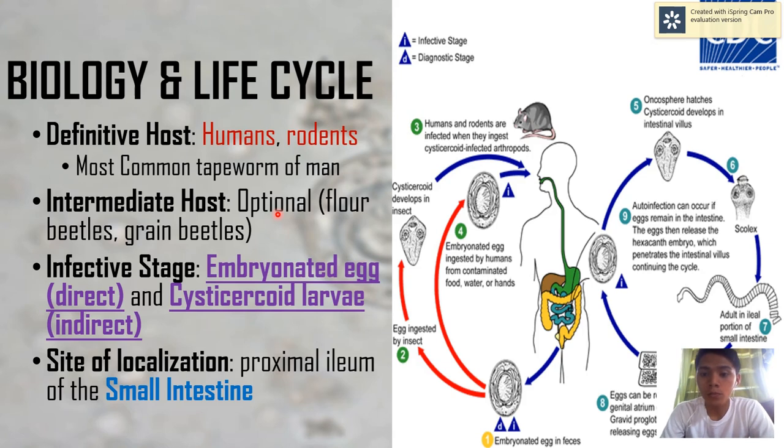Kay tungod, si H. nana egg manggod is infective in 10 days lang. That's why di gyud siya magpili-pili. So naa siya two alternations. It may use the direct cycle or the indirect cycle. So the infective stage for the direct cycle is the embryonated egg or the egg. And the indirect is the cysticercoid larvae. Remember that. The site of localization, our adult worm resides in the small intestine, namely the proximal ileum. Sa ileum siya.